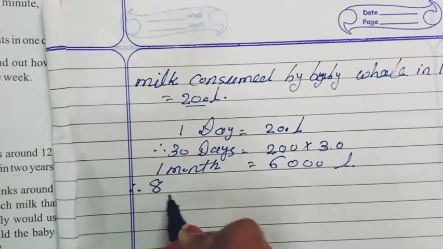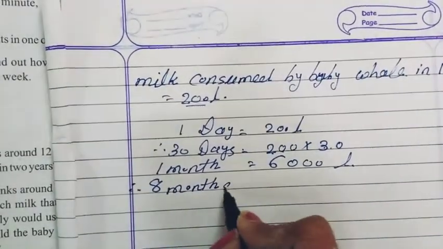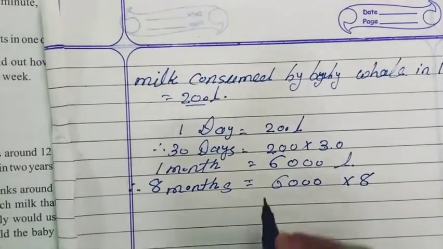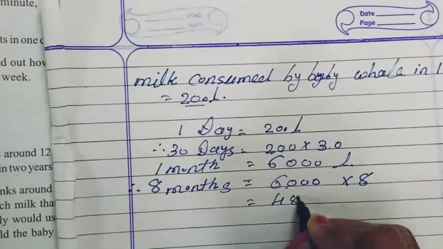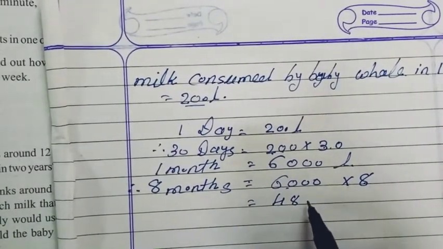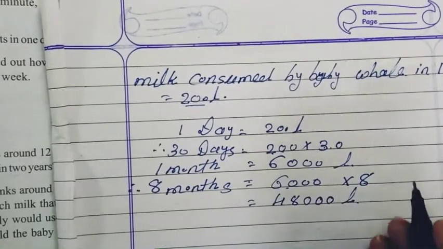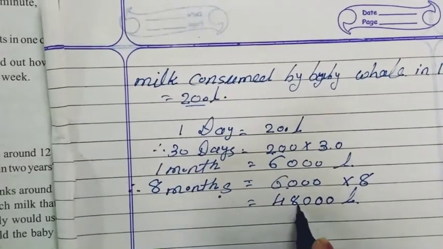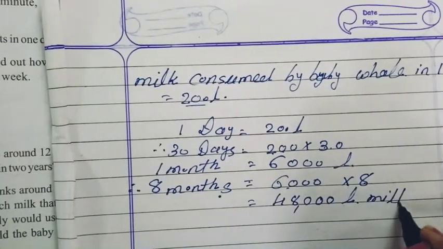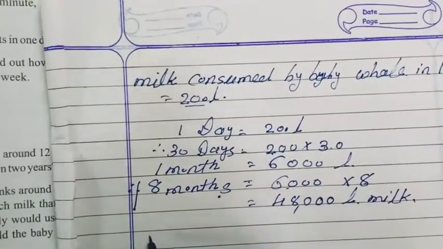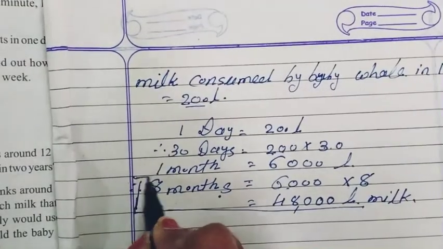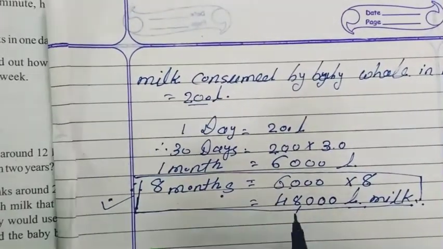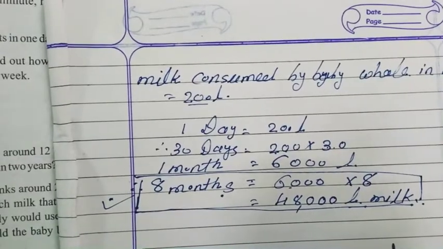So we have to find for 8 months. They ask for 8 months. How many? 6000 multiplied by 8. 8 6s are 48. And how many zeros we will write? 1, 2 and 3. So in 8 months, this baby whale will consume 48,000 liters of milk in 8 months. So we found for 8 months also. This is for 8 months. First answer. In 8 months, baby whale consume 48,000 liters of milk.